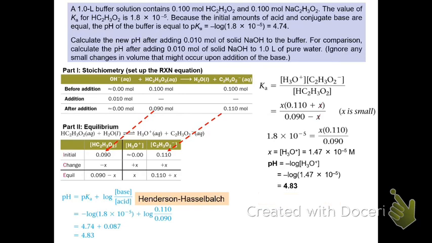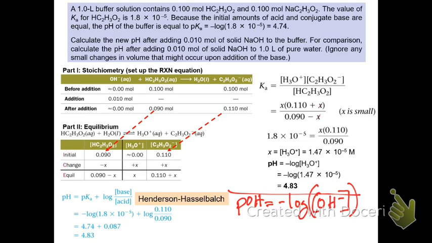All right, what about the second question here? It says, for comparison, calculate the pH after adding 0.010 mole of solid sodium hydroxide. So basically the same amount of sodium hydroxide, but instead this is going to be in pure water. So from here you can actually calculate the pOH first. pOH is equivalent to the negative log of the OH concentration.